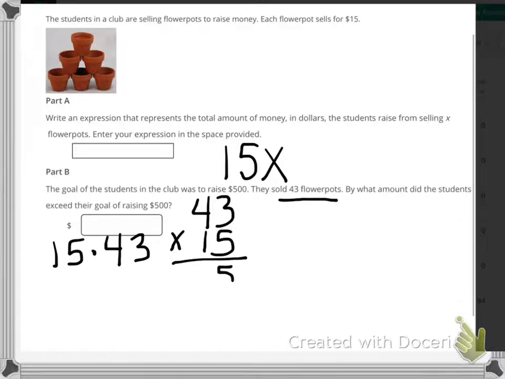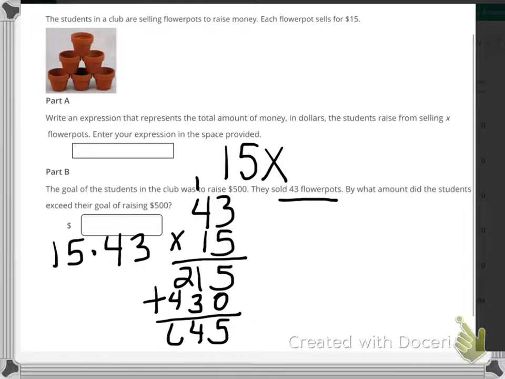times 3, which is 15, carry the 1. 5 times 4 is 20, plus 1 is 21. Put a 0 down to hold the place. 1 times 3 is 3, 1 times 4 is 4. Now we need to add these two numbers. 5 and 0 is 5, 1 and 3 is 4, and 2 plus 4 is 6. So we know that the students raised $645.